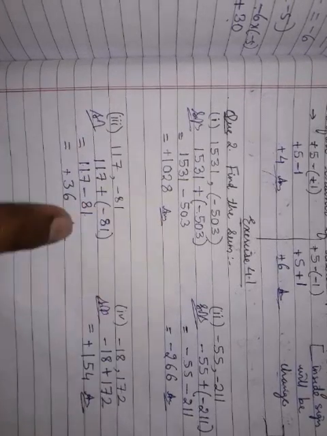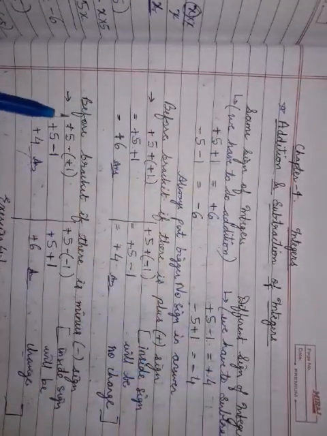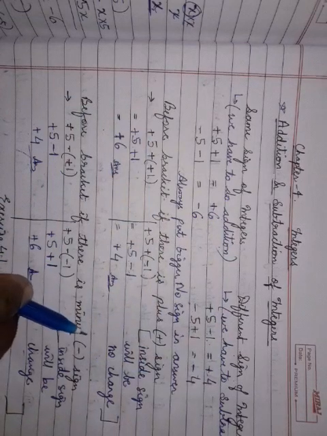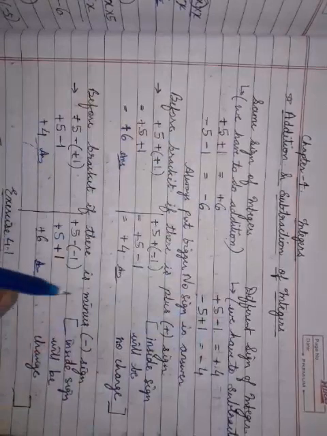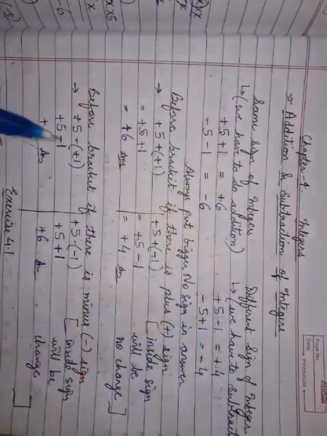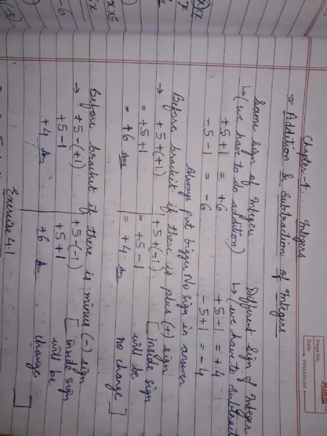How have we done all this? We have done it by same sign of integers, different sign of integers, and whether before the bracket there is a plus sign or a minus sign. So you have to understand it properly and keep it in mind. Then only you will be able to solve the questions.